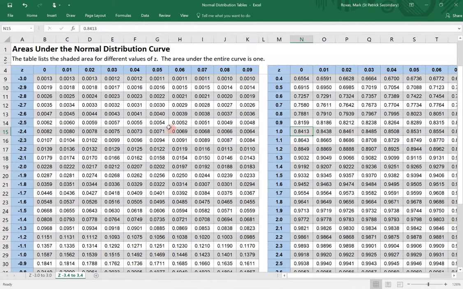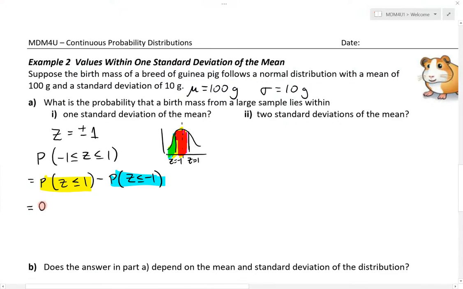0.8413. And for -1, it is 0.1587. So I just want to subtract those two values. So I'm going to subtract 0.8413 minus 0.1587. And that's going to equal 0.6826.